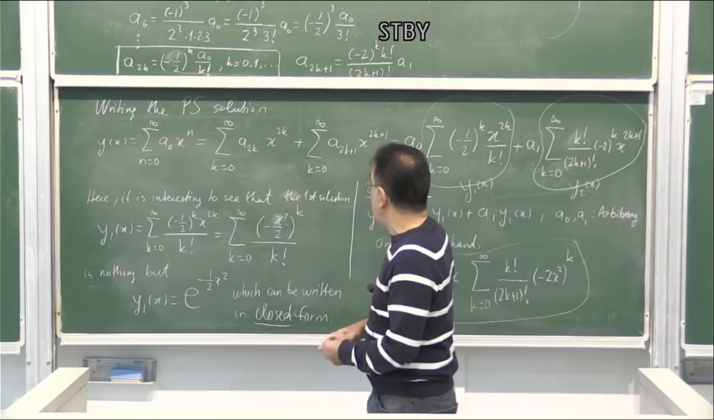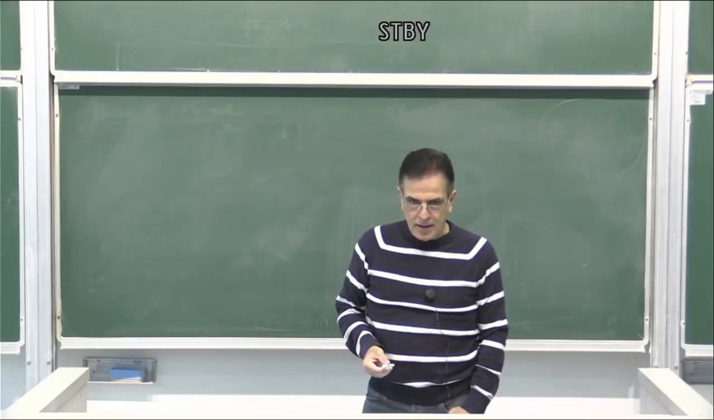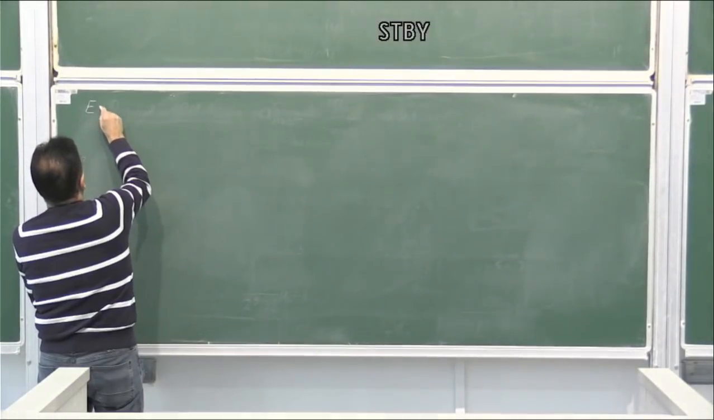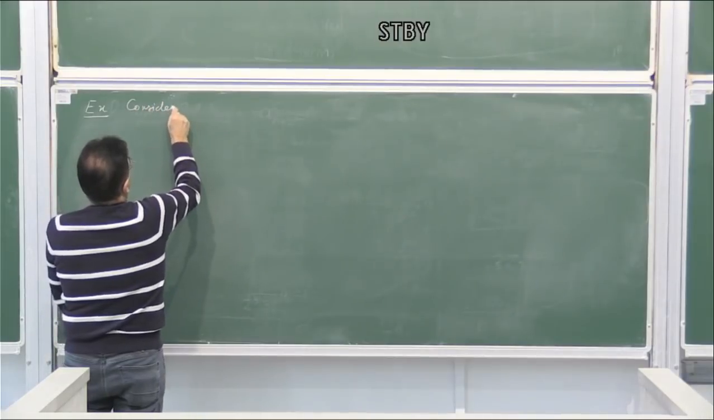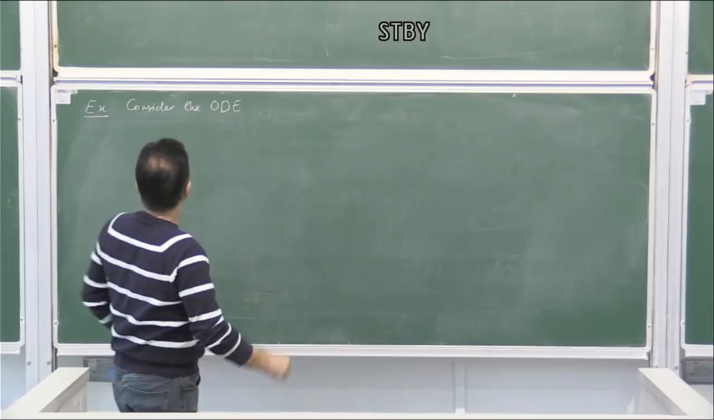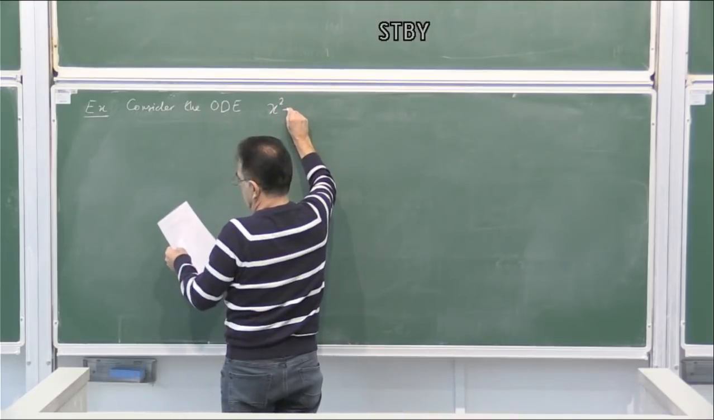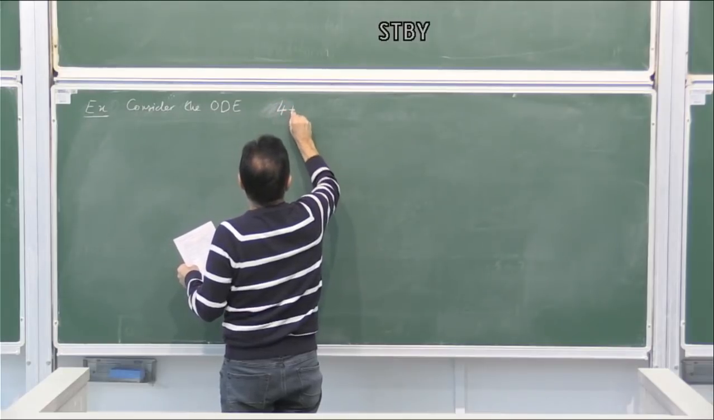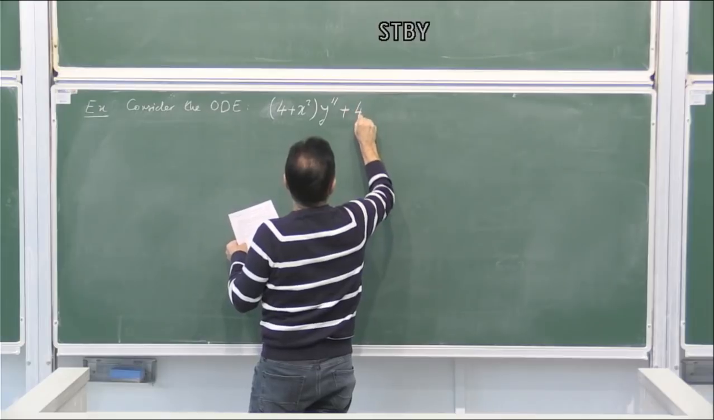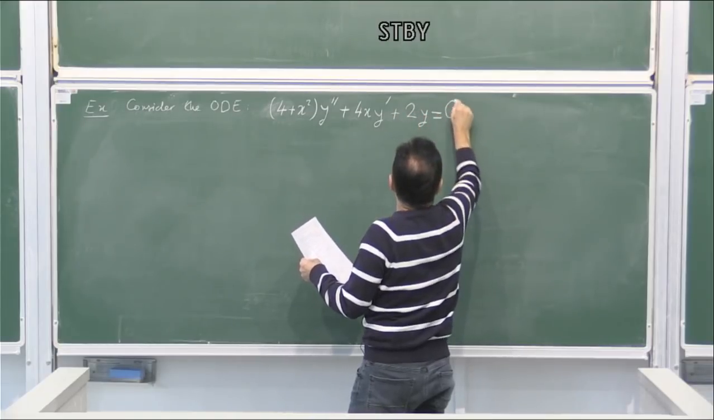Good. Here is another example. Consider the ODE, again with variable coefficients, which is this one: (4 plus x squared) y double prime plus 4x y prime plus 2y is 0.